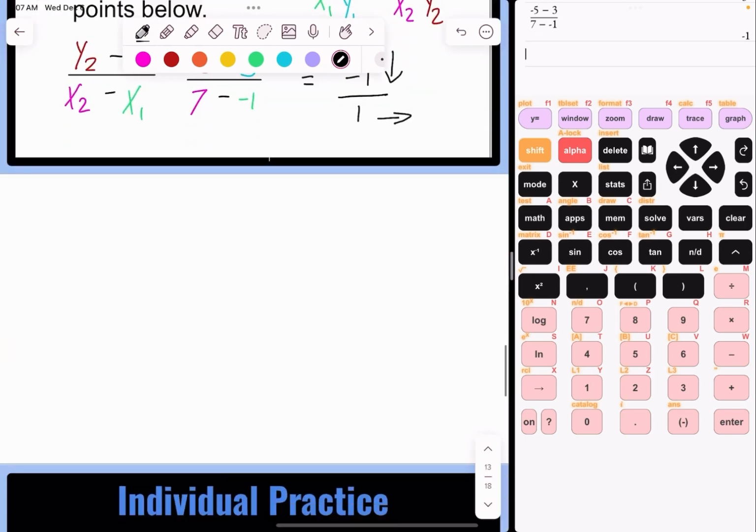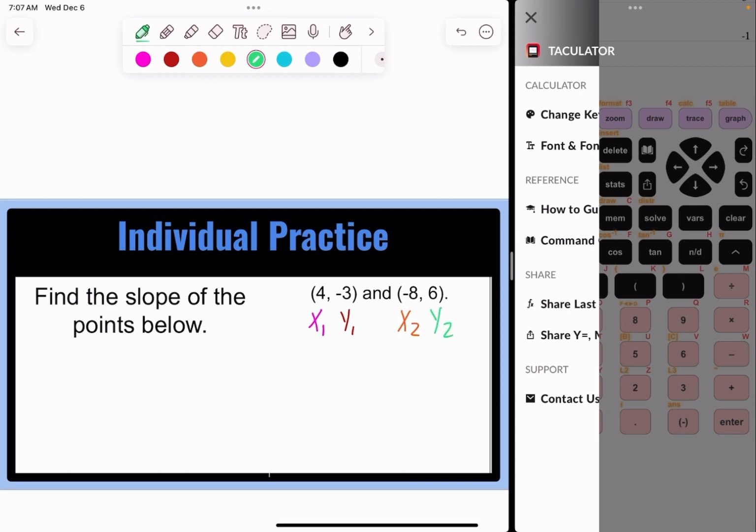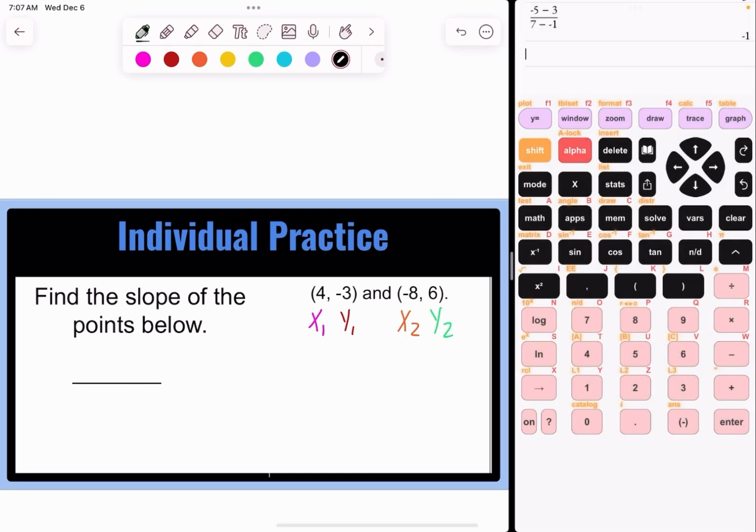And now individual practice, I want you to pause the video and try this on your own, see if you can figure this one out. Start it the same way we did with labeling the points. Alright, so your first point is x1 and y1, and your second point is x2 and y2. Now using the formula, you're going to be subtracting your y's on top. Do not make that mistake. We're subtracting our y's on top and our x's on the bottom. So on top, we're doing the second y minus the first y, and on the bottom, we're doing the second x minus the first x. And let's see how this would look.